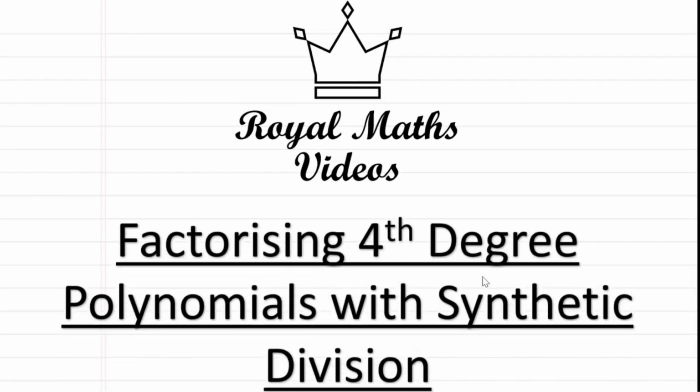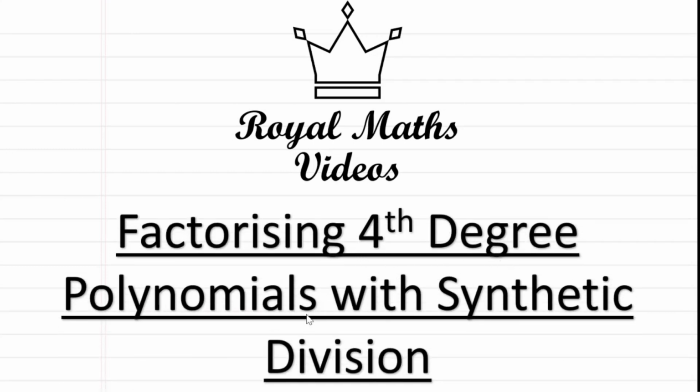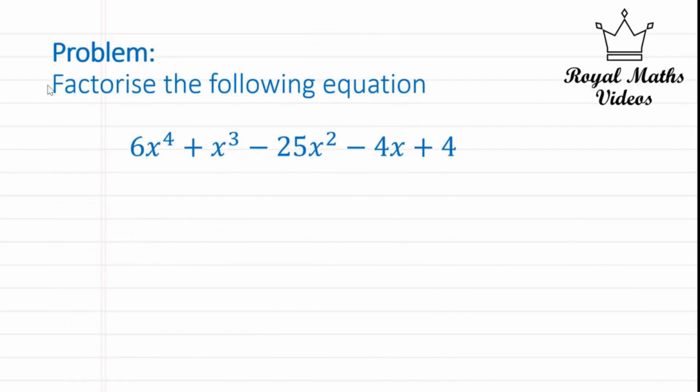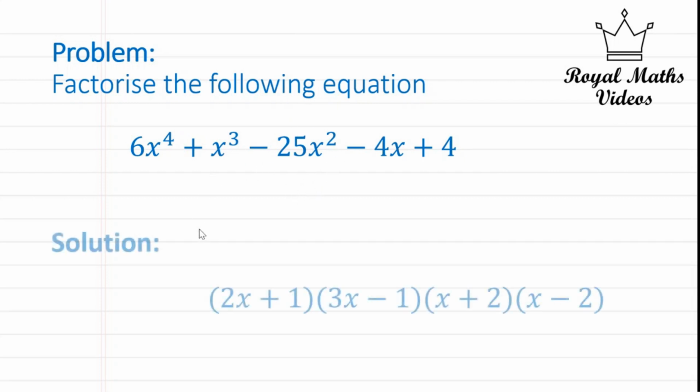Today we will be discussing the factorization of a fourth degree polynomial with synthetic division. Now the problem that we have today is to factorize the following equation: 6x^4 + x^3 - 25x^2 - 4x + 4. Now we need to find a really good and simple way to factorize all this expression into brackets. Now the solution is over here. Now let's find out how to get from over here all the way down to here.